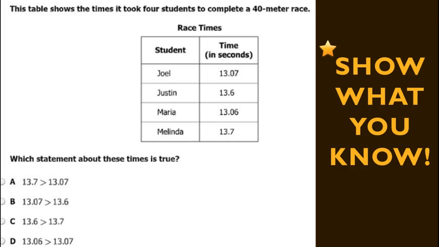Okay, so take a look. This is a table that shows the times it took 4 students to complete a 40-meter race. So they're on a track meet, they're running as fast as they can, and this is how long it takes them each to run the same distance. So we're going to compare these to see who's the fastest, right? Take a look at that.